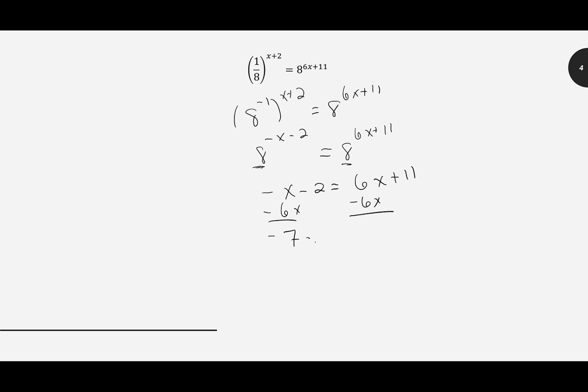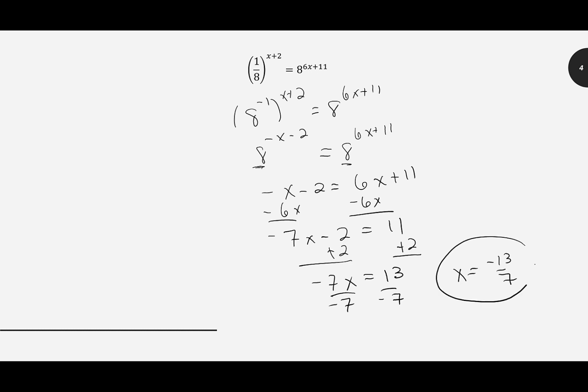It says negative 7x minus 2 is 11. Let's move that 2 over. So negative 7x is 13. And then lastly, divide by negative 7. So x is negative 13 over 7.